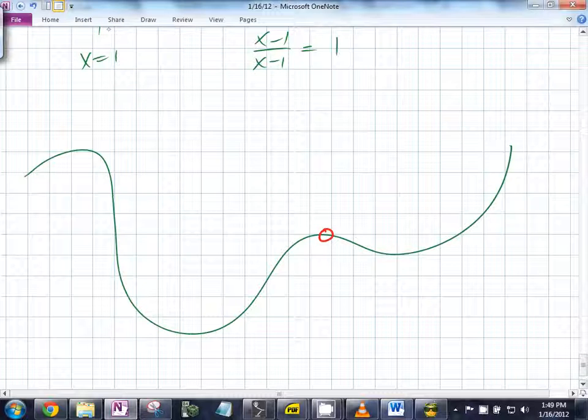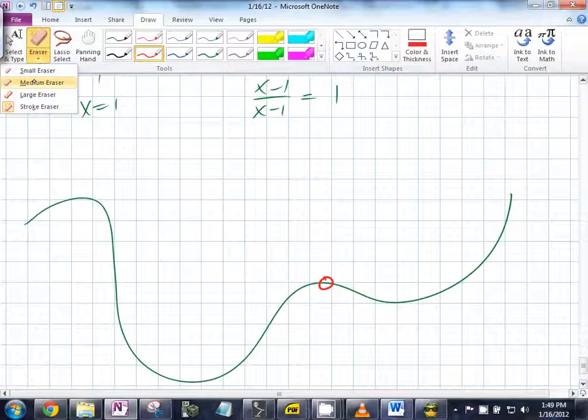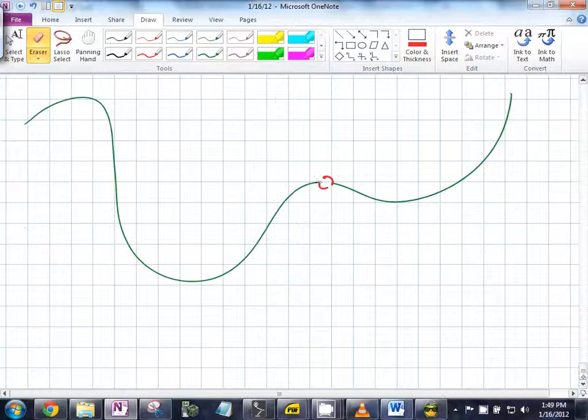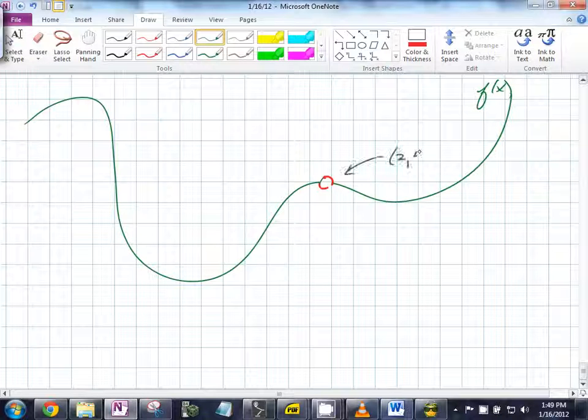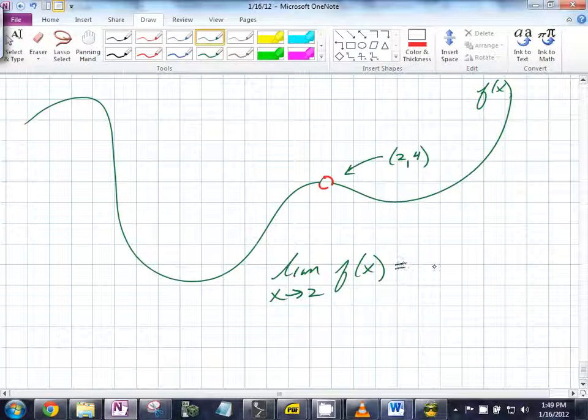4. Does it matter that the point actually exists? No. Can you get arbitrarily close to 4 by getting arbitrarily close to 2? It doesn't matter. It absolutely doesn't matter. It actually doesn't matter what the function value is. Let's say the function was a dot right here. Does the limit change?